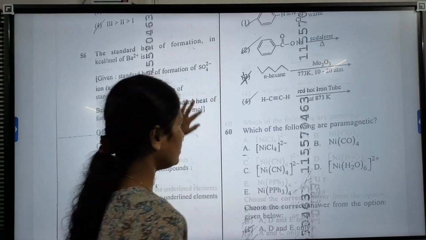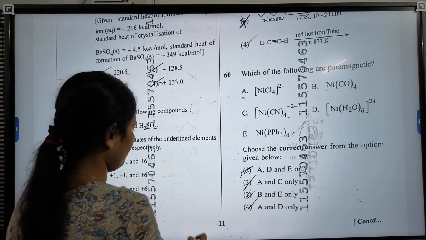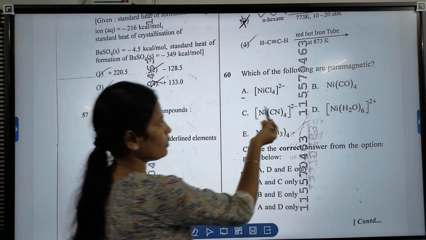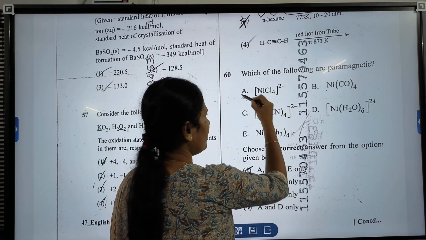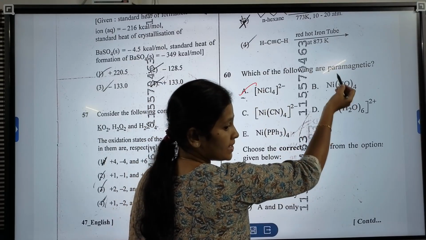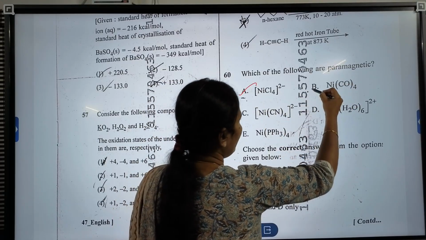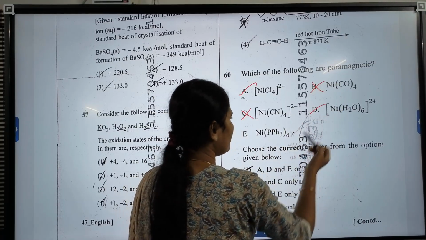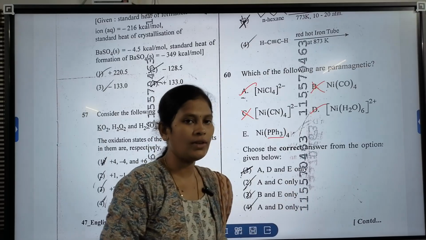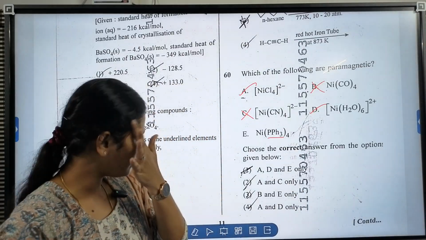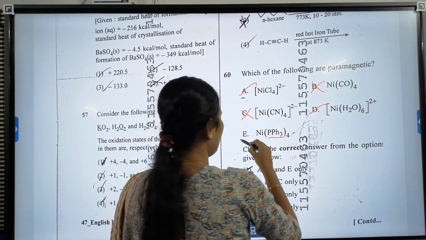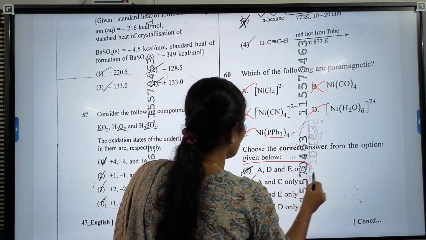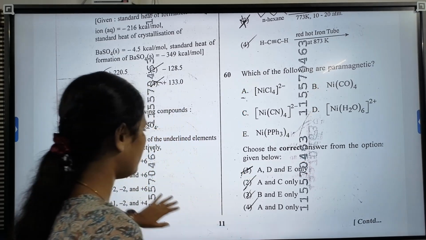So we can go to question number 60 now. Here you know very well nickel chloride is a weak field, so definitely unpaired electrons will be there. You know very well it's sp3, there is no unpaired electron, so it won't. Here also no unpaired. Here unpaired will be there. PPh3, triphenylphosphine, is a weak field only, so definitely unpaired electrons will be there. So we can go with ADE, first option. Fine.